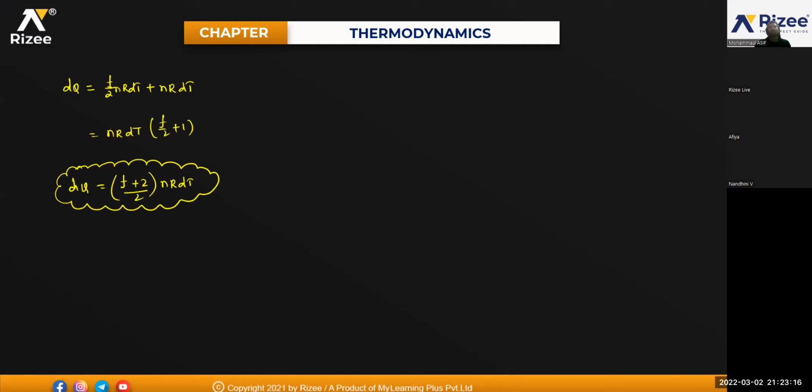Okay, so dQ is equal to F by 2 nR dT plus nR dT. So nR dT is common: F by 2 plus 1. dQ is equal to (F plus 2) divided by 2 into nR dT. This will be dQ in terms of degrees of freedom. For monoatomic, diatomic, triatomic, you can write the value of F and get the answer for that.